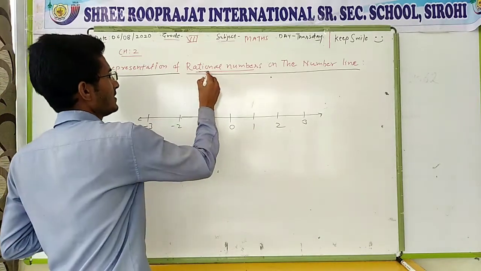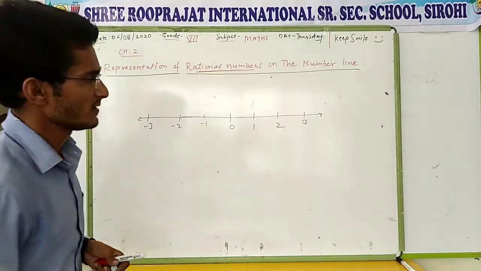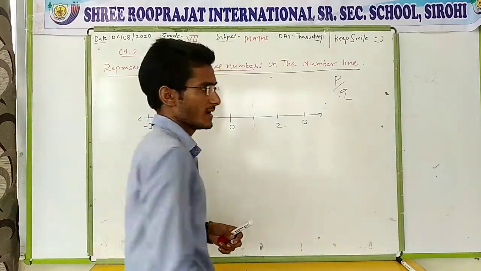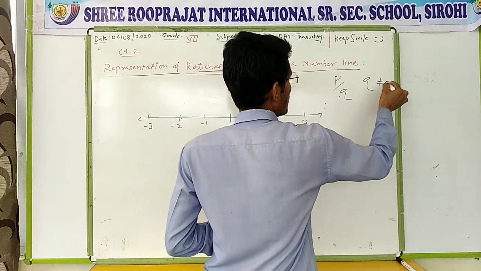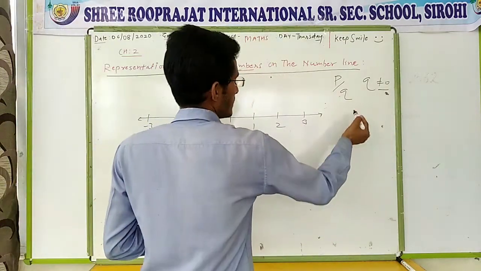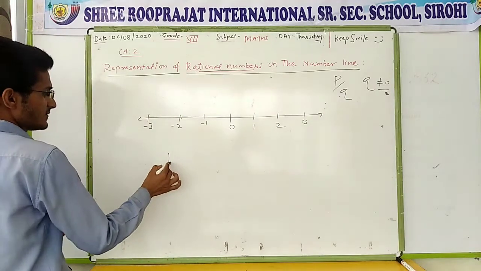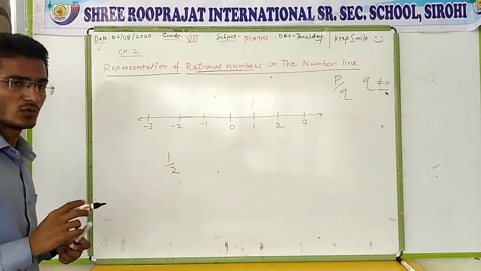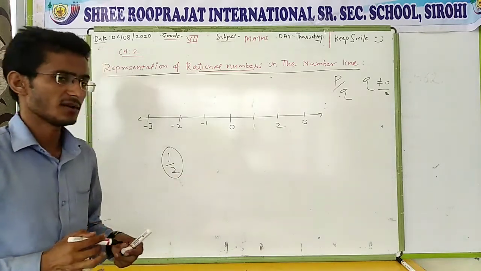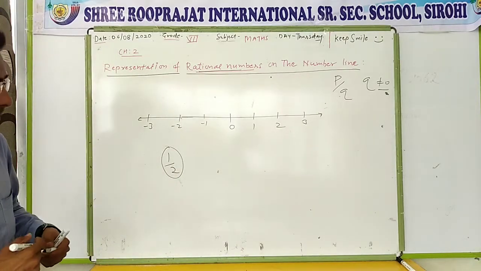Now if we talk about rational numbers, what are rational numbers? A rational number can be defined in the form p by q, where q is not equal to 0. Suppose the given number is 1 by 2. Now you have to mark that number on a number line.